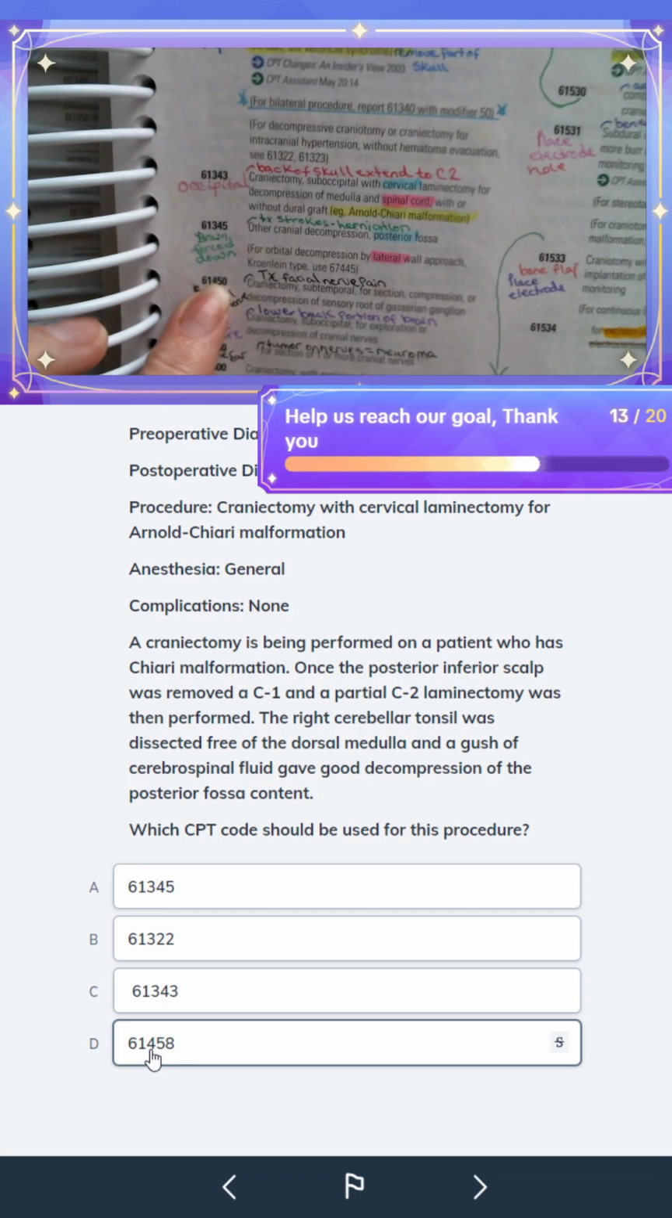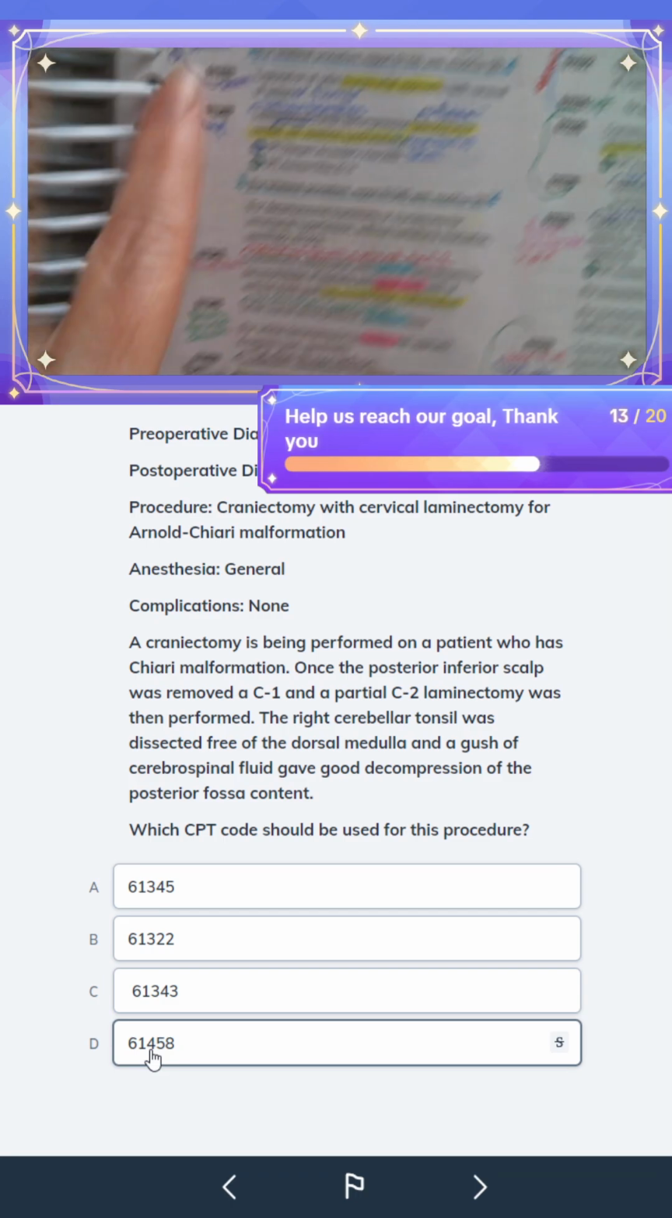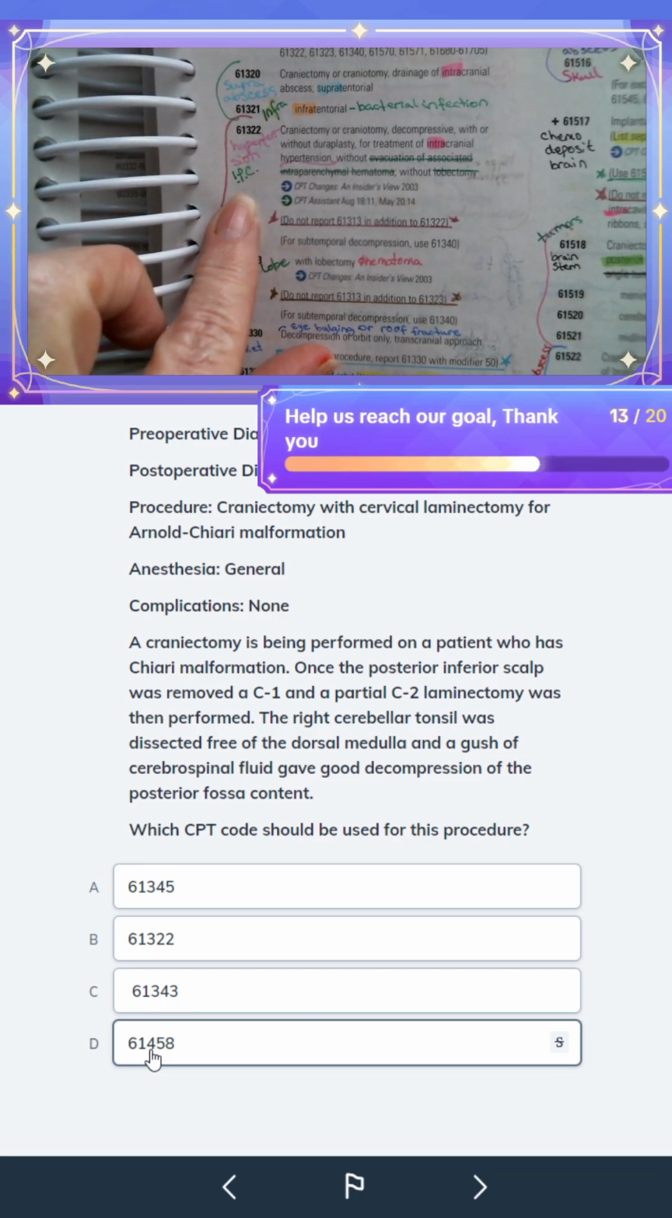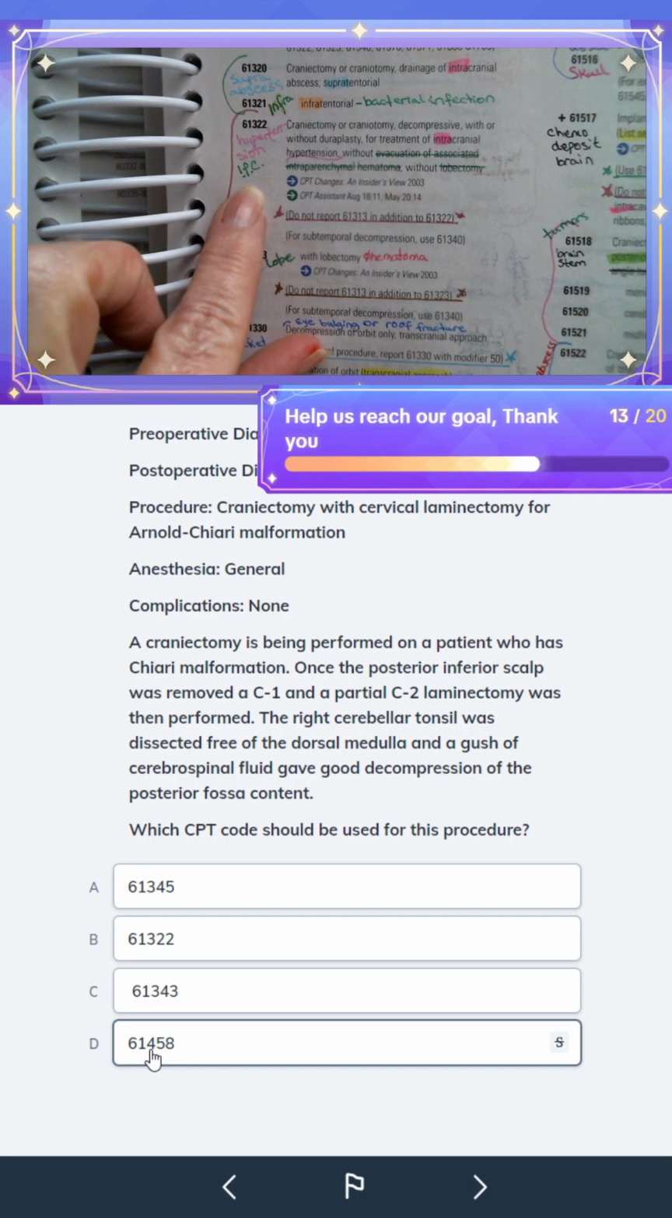613, 22 is our first one right here. This is all about hypertension. If we're a 61322, we would see ICP. We would see intracranial pressure. We would be talking about a hypotensive patient. I don't see anything that says hypotension in the note. I'm not finding any words that say that, and I'm just skimming. So we can probably eliminate that one.